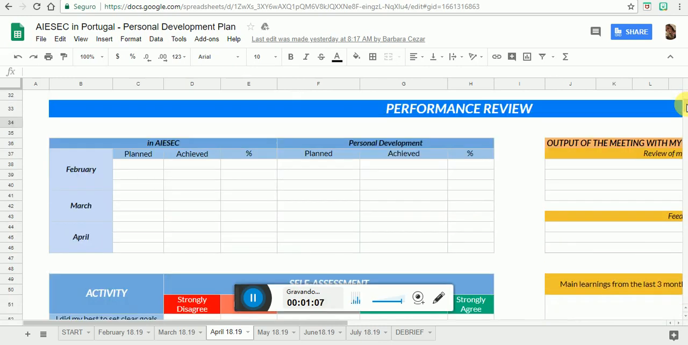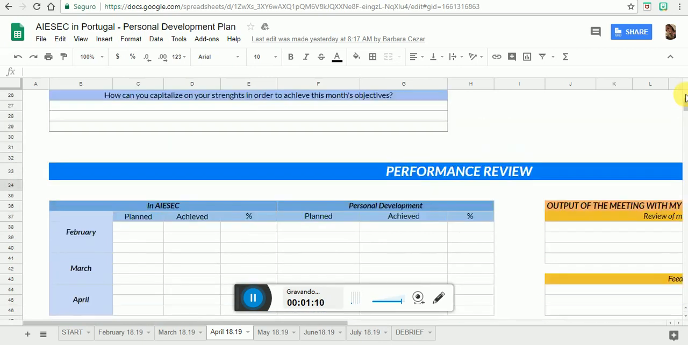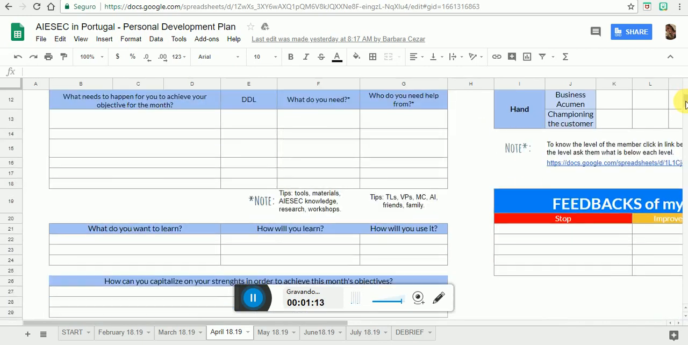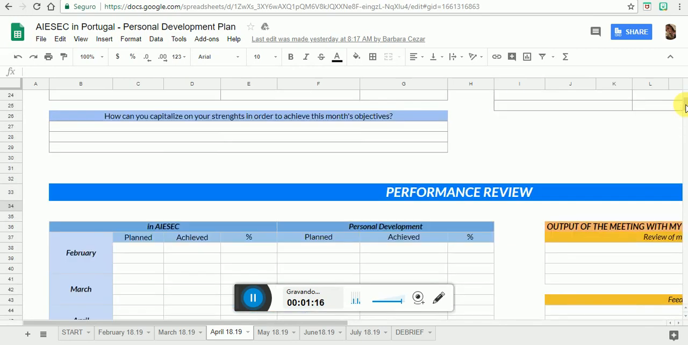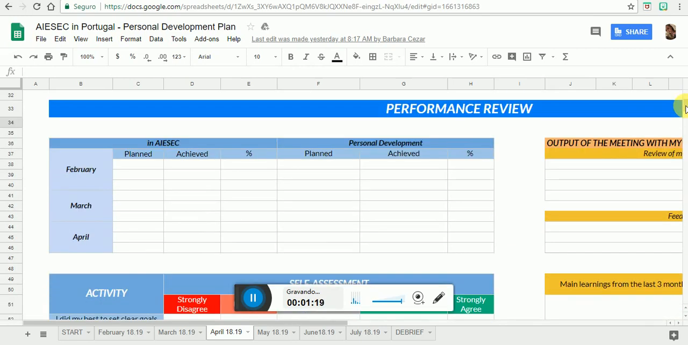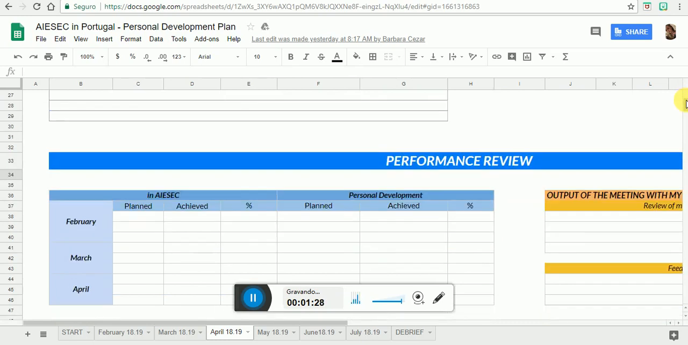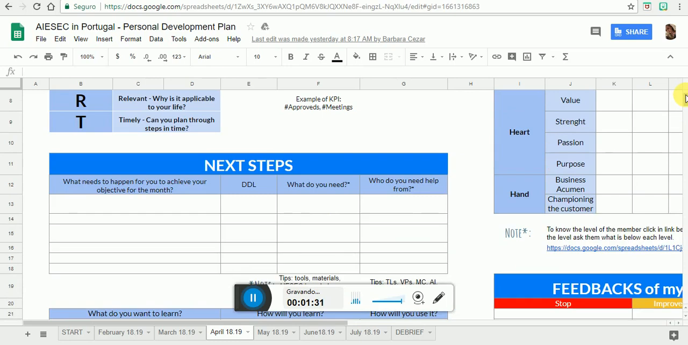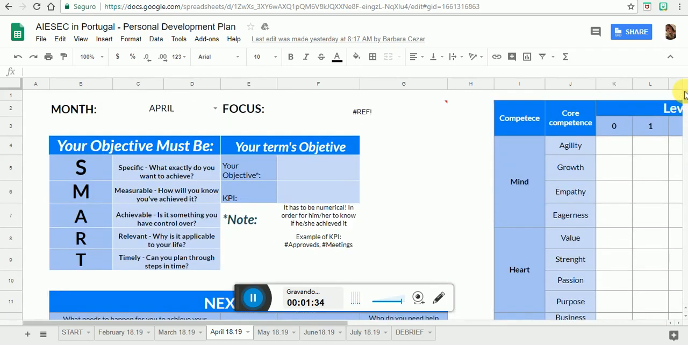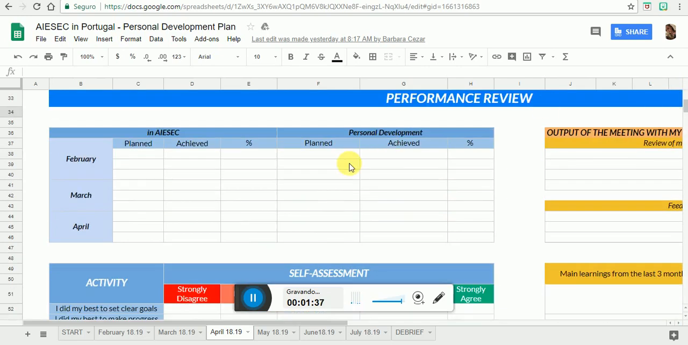All the things that we have to put here, they're standards, and when we enter here on personal review, we can see about achievements. So what were the things that they plan to achieve inside AIESEC and about personal development. That's why we always say that it has to be numerical, so then we can see what they planned and what they achieved, so it can be more measurable and they can see it more clearly.